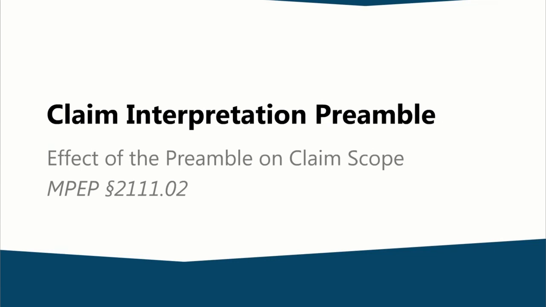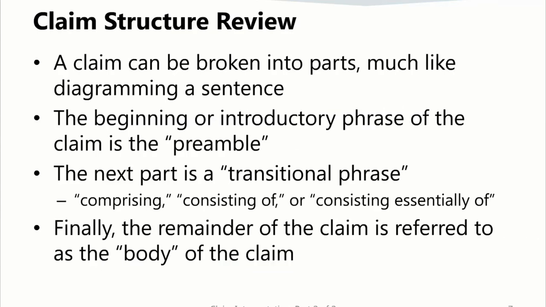Let us take a look at the preamble as it relates to claim scope. Reviewing content covered in a separate claim interpretation pre-lecture presentation, the structure of a claim includes three main parts consisting of a preamble, a transitional phrase, and the body of the claim. The preamble is an introductory phrase at the beginning of the claim. It includes all of the language that occurs in the claim before the transitional phrase.